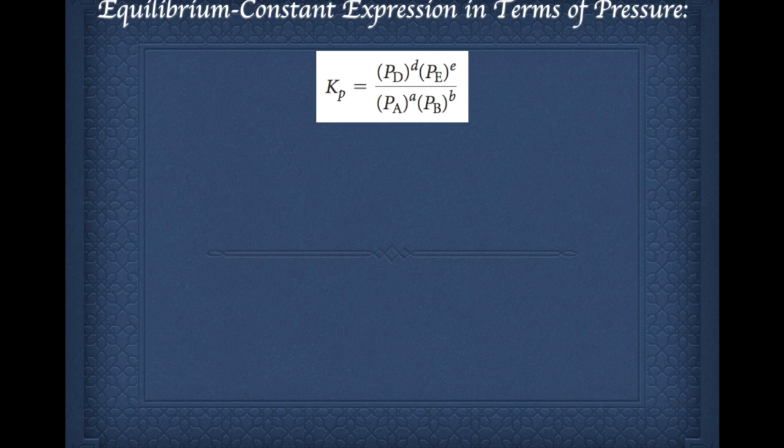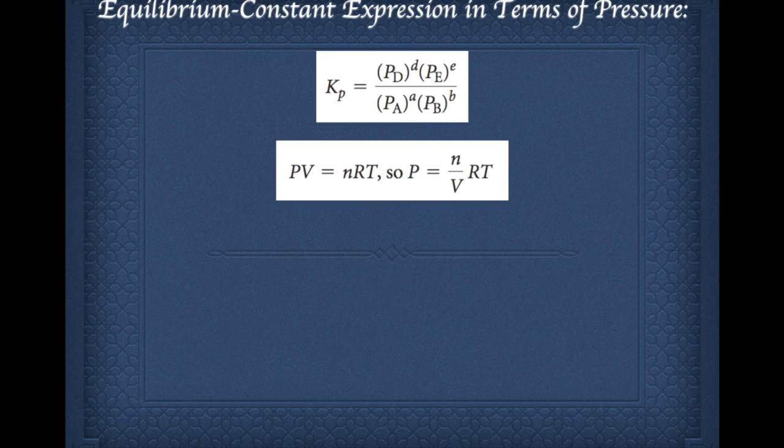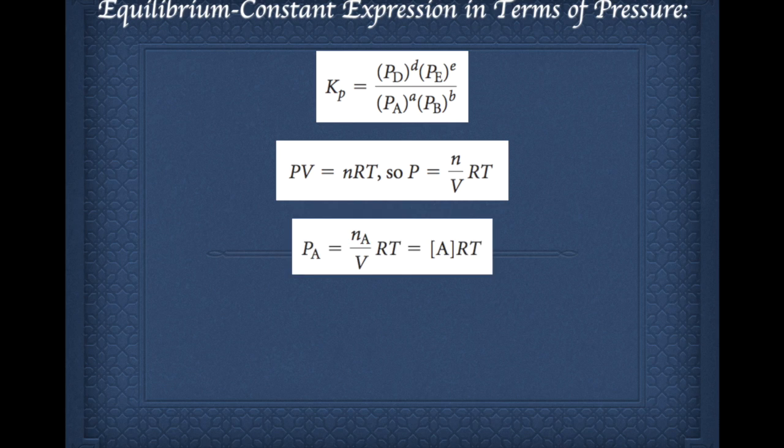Now, how do we relate our equilibrium constant for concentration to that of pressure? Well, if you remember the ideal gas law, if we change this around just a little bit by dividing both sides by V, you get that pressure equals your number of moles divided by volume times RT. What you should recognize is the fact that n over V equals concentration. Okay, so that represents P_A, the partial pressure of A, equals the concentration of A times R times T. And so all you have to do now is substitute in your Kp and your Kc.